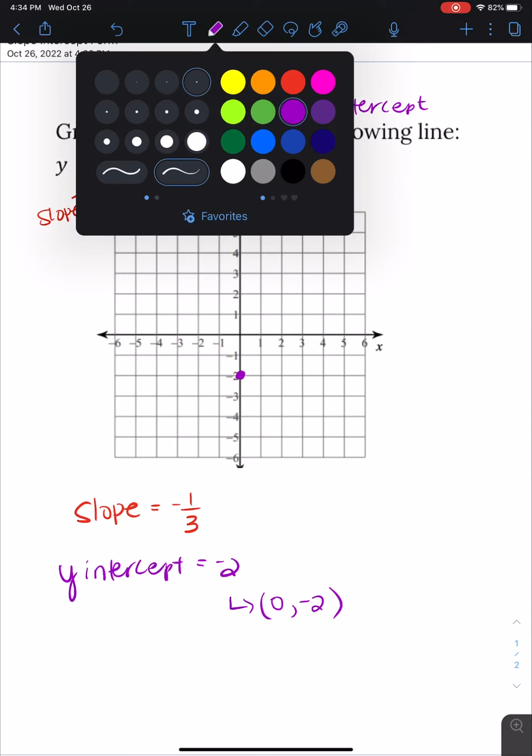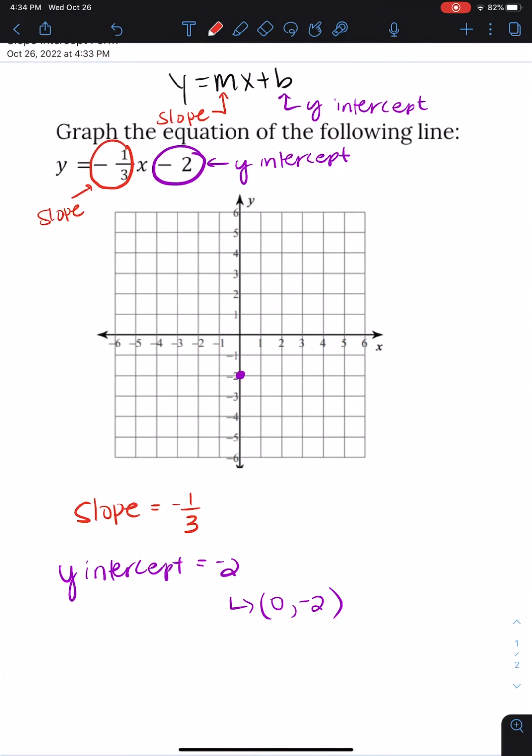And then we're going to use the slope to create rise over run. So if I take negative 1/3, I'm going to go down 1 for my rise, so I'm going down 1, and then I'm running to the right 3. So then over 1, 2, 3. And then I could do it again. I could go down 1 and to the right 3. And I can do the same.